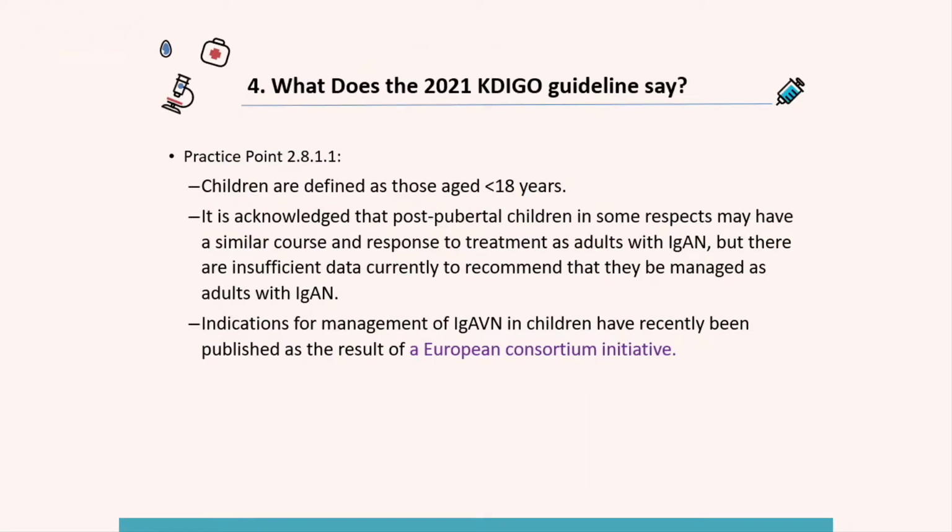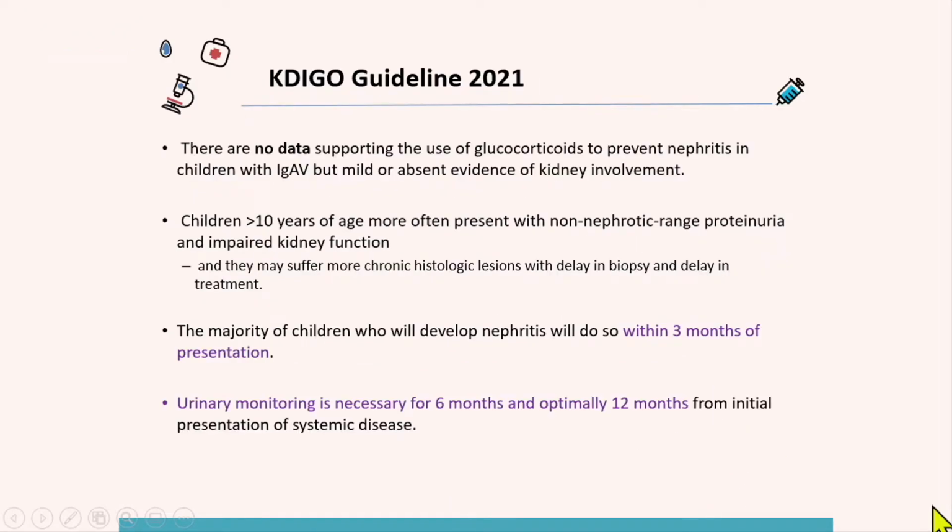So, 10 years later, the KDIGO guideline has modified their discussions, and also has reference to the European Consortium Initiative, which is the SHARE initiative I'm going to share. So, in this new guideline, it was mentioned that, again, no data would support the use of glucocorticoid to prevent nephritis in IgAV. So this is something that doesn't change over time. But they also added the address of whether a child may suffer from more chronic histological lesions if there's a delay in biopsy and delay in treatment.